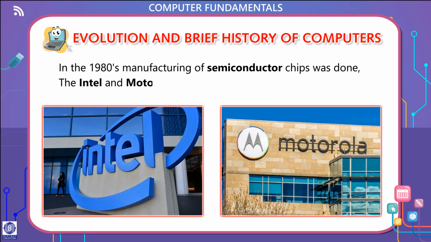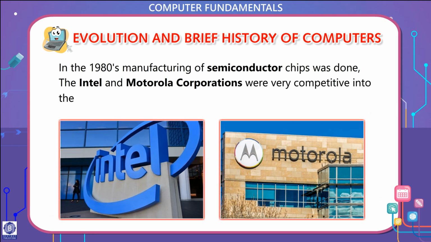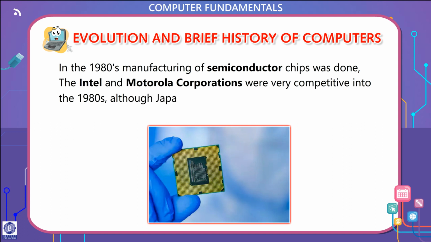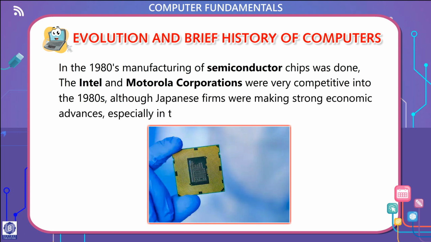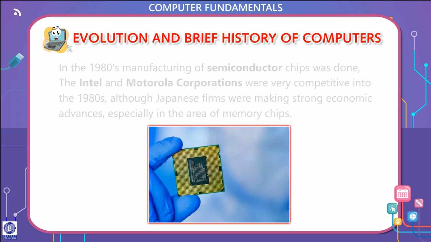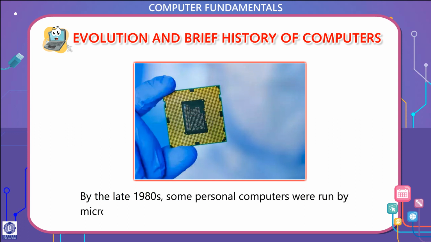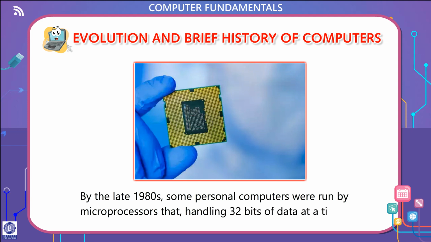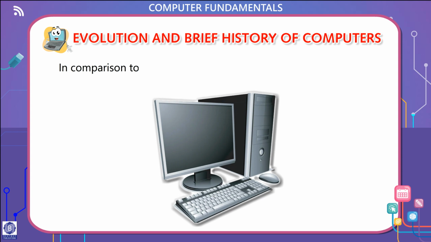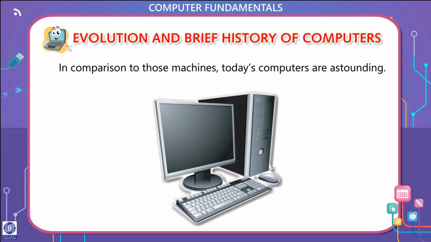Number 7. In the 1980s, manufacturing of semiconductor chips was done. The Intel and Motorola corporations were very competitive into the 1980s, although Japanese firms were making strong economic advances, especially in the area of memory chips. By the late 1980s, some personal computers were run by microprocessors that handled 32 bits of data at a time. In comparison to those machines, today's computers are astounding.